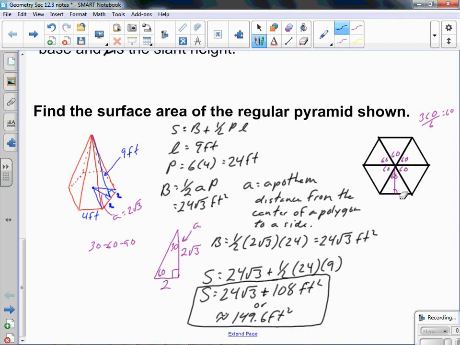So this example is one of the more difficult examples of a surface area for a pyramid, just because we had a hexagon for the base. If we have a simpler figure like a square, then this goes real fast. But really, anytime you have a hexagon, it's going to be a 30, 60, 90 triangle that you're finding the apothem. So it'll be the square root of 3 times whatever half of the side is.